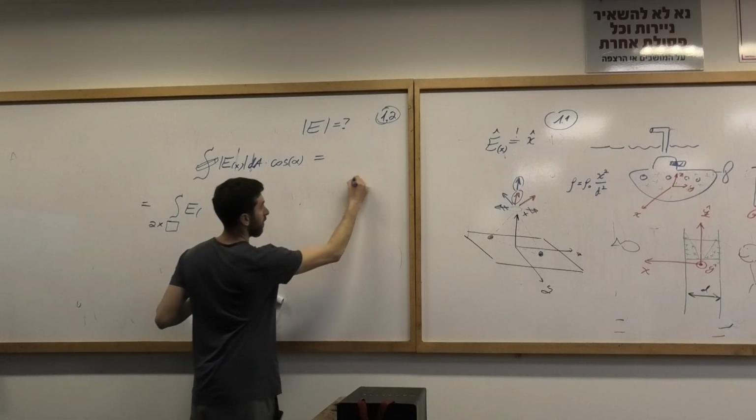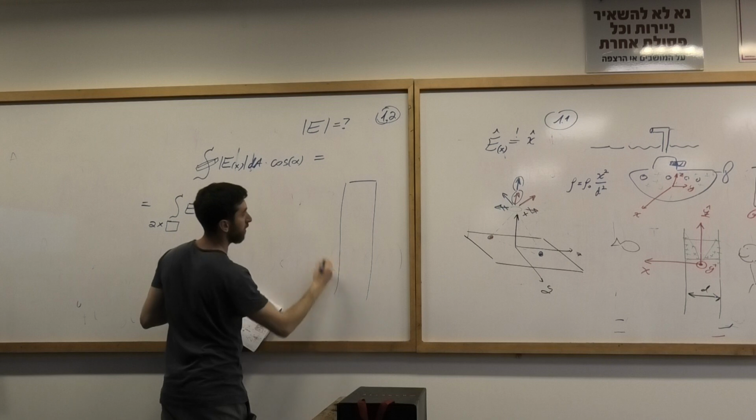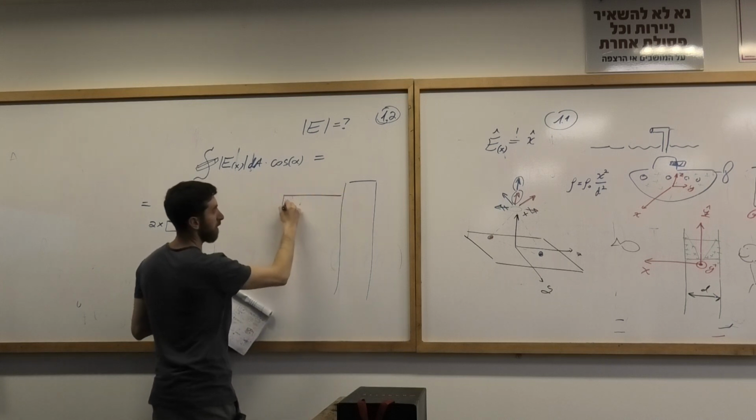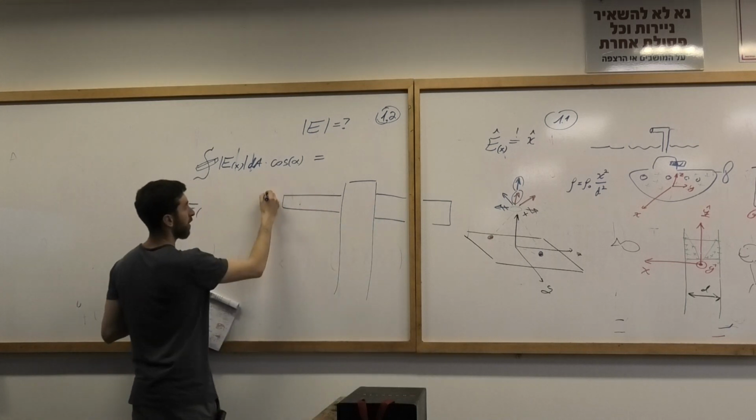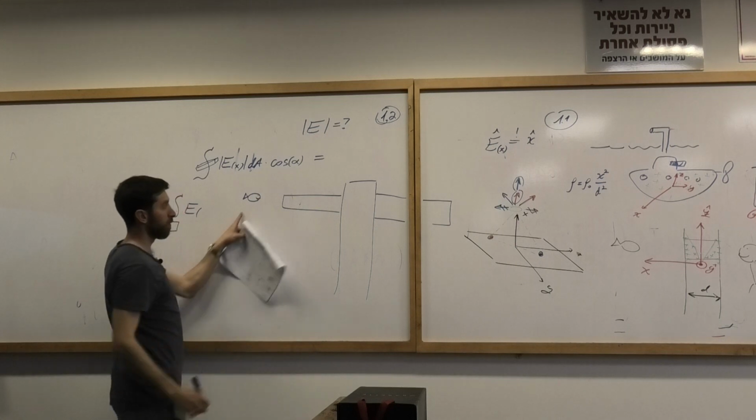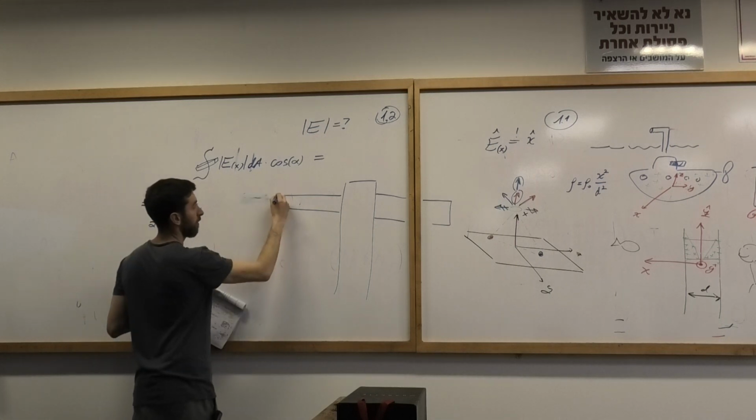And let's do here a drawing. So this is the wall, and this is the imaginary volume that I use in order to find what is actually the electric field over here. What is the magnitude here?